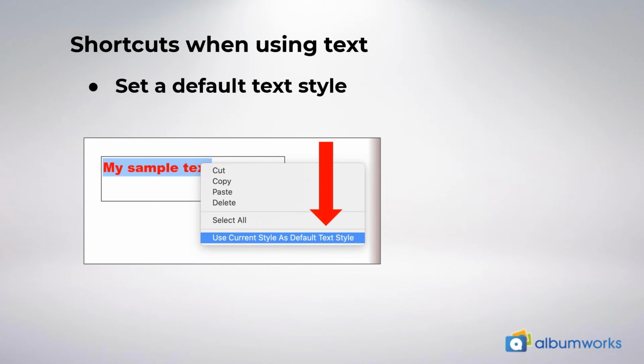So choose your font, choose your size, choose your color, and then after typing some text, right click while you're still inside the text box. It'll bring up a drop down menu. You can select use current style as default text style. Then every time you add a new text box, it will automatically have your predefined text style.